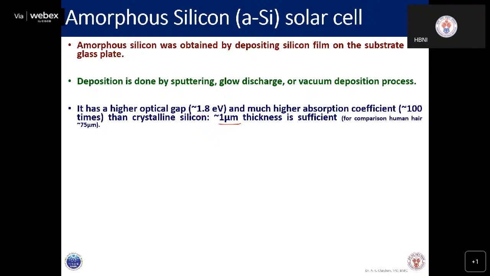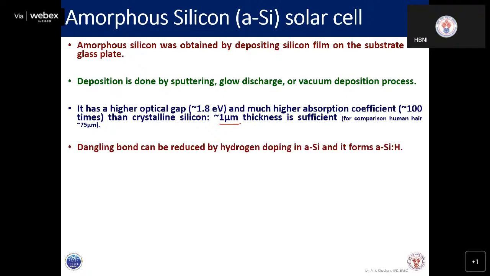So the thickness of the silicon film deposited is nearly about 1 micron only. If you want to realize how 1 micron looks, the human hair is typically 75 to 100 micron thick. So just imagine how thin a layer of silicon is deposited, and then it is working as a solar cell.